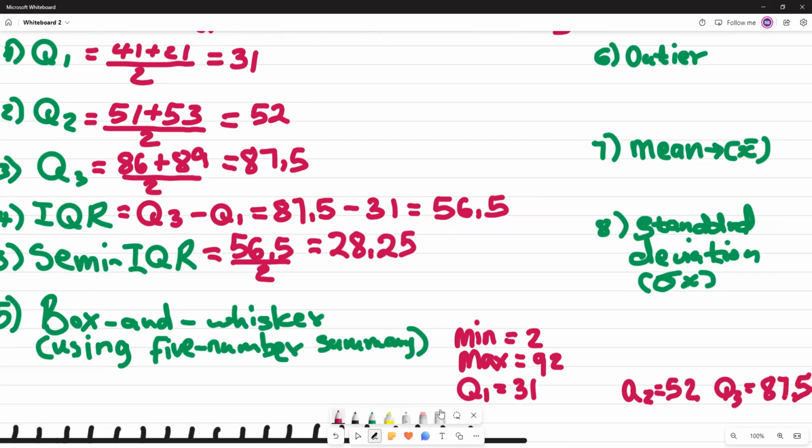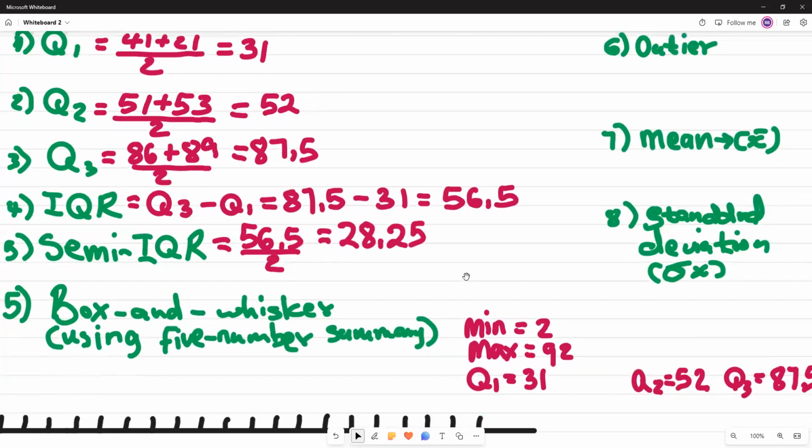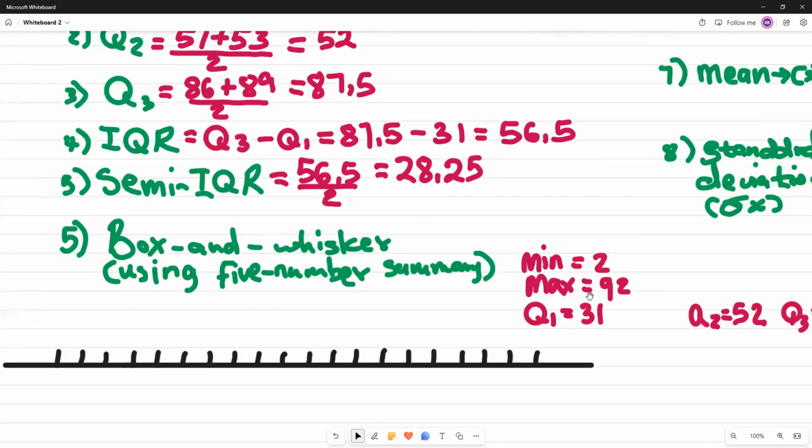So what we're going to do here is we can see that the highest is 92, so I'm going to go up in tens: 0, 10, 20, 30, 40, 50, 60, 70, 80, 90, 100. Ladies and gents, you're going to pardon my writing because I'm using a mouse pad.